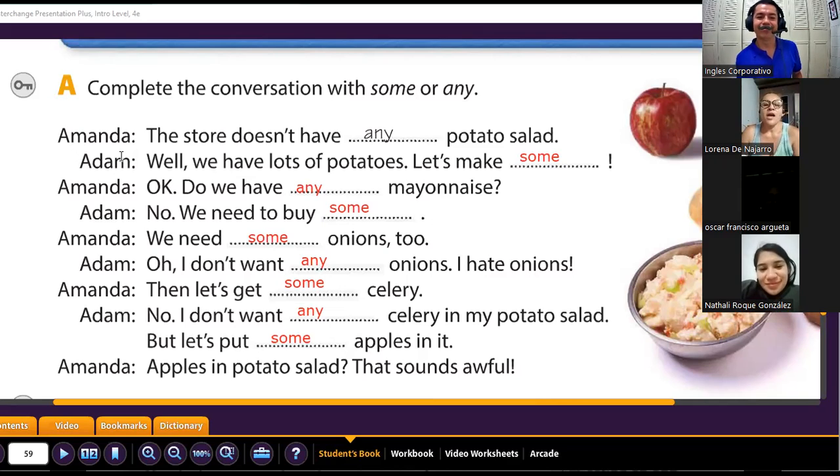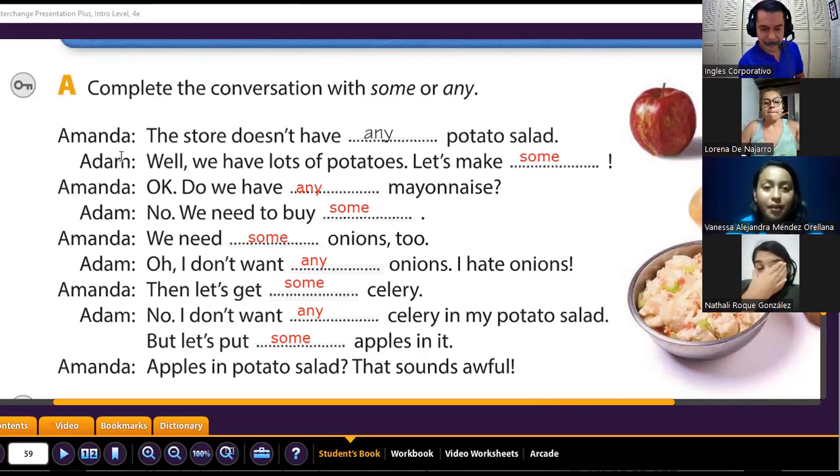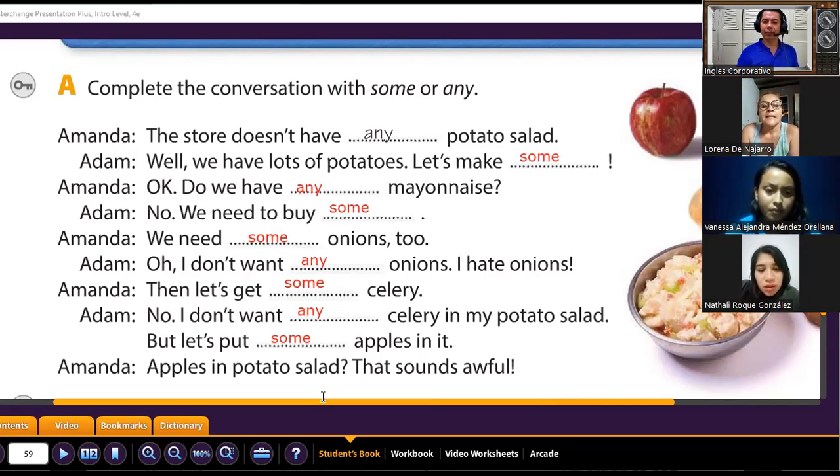The store doesn't have any potato salad. Well, we have lots of potatoes. Let's make some. Okay, do we have any mayonnaise? No, we need to buy some. We need some onions too. Oh, I don't want any onions. I hate onions. Then let's get some celery. No, I don't want any celery in my potato salad. But let's put some apples in it. Apples in the potato salad, that sounds awful. That sounds awful.